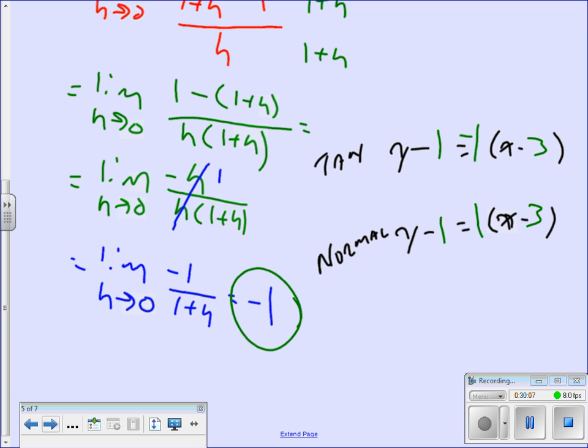Okay. Yes? Can you explain why the normal is not negative one? They're perpendicular. Perpendicular opposite, so you change the sign, flip it over. Okay.